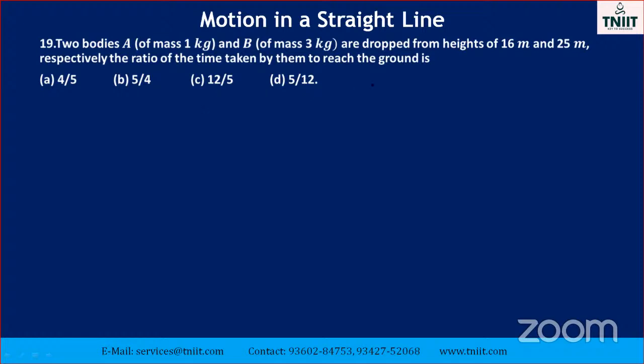Look at this. How many bodies are there? Two bodies. One body's mass is 1 kg. Another body's mass is how much? 3 kg. They are dropped from what heights? 16 meter and 25 meter. Let me draw the diagram. This is the 1 kg mass. This is the 3 kg mass. This is 16 meter. This is 25 meter.